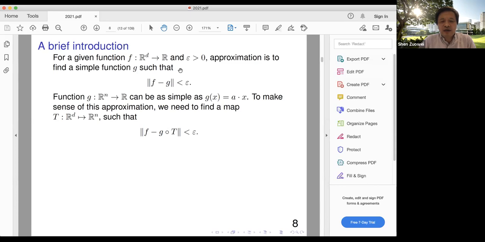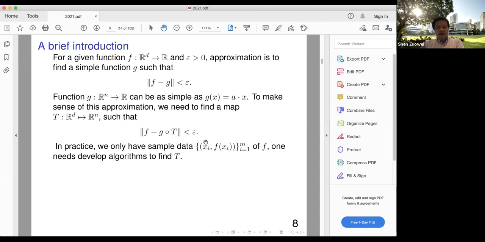Think about it: for this to make sense, even for d equal to one, you're basically using a line to approximate a curve. Most of the time it doesn't work. Therefore you need some map T from R^d to R^n such that G composed with T gives a good approximation of F. Of course, as I say, in reality you don't have F available. If I had F available, life would be easy. Most of the time, in the simplest case, you have sample values, sample data available. Sometimes you don't even have that, and your data is given in a much more complex form, for example for a differential equation. But this is the simple case where you have data available and you want to find F.